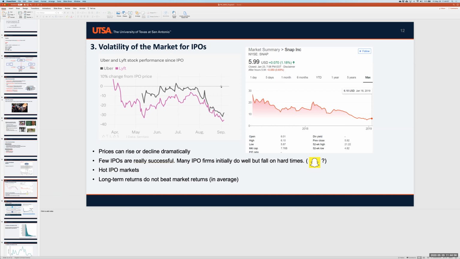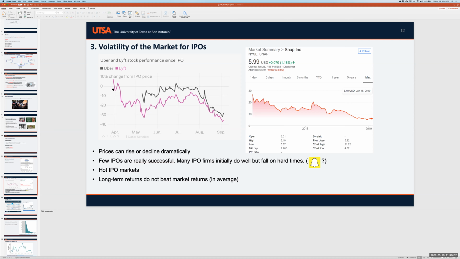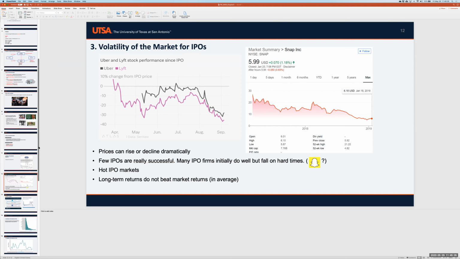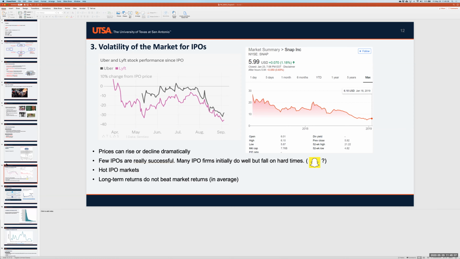Okay, this is Snap Incorporation's stock performance. As you see, price can rise and decline dramatically. Few IPOs are really successful. So a hot IPO means, in the IPO market, if the stock price increases after the IPO, we call it a hot IPO market. This is not a hot IPO market. As you see, we have a steep decline after the IPO. Any questions?